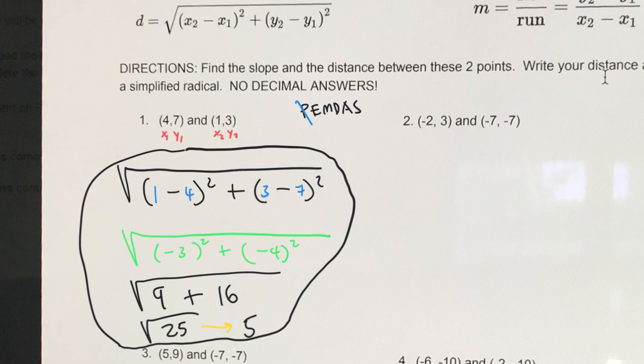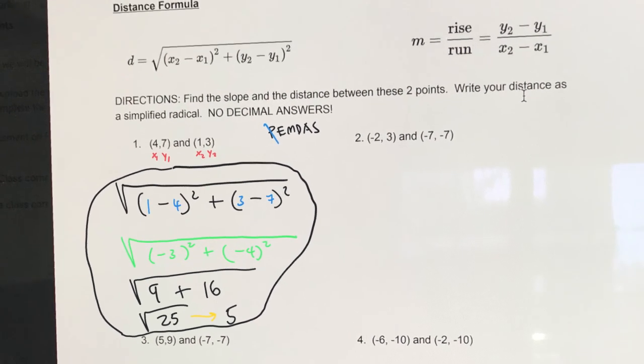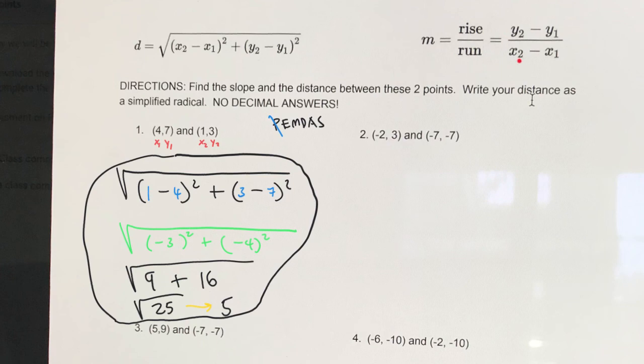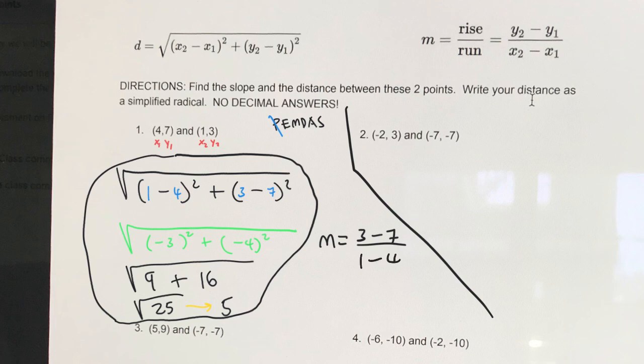Now the slope, once again, is found by using the slope formula right here. So we'll do a little divider here. The slope formula is m equals y2 minus y1, right? y2 minus y1. Well, what is y2? y2, according to our labeling, is 3. So that's going to be 3 minus y1. What's y1? y1, according to the labeling here, is 7. So it's going to be 3 minus 7 all over x2 minus x1. Well, x2 is 1, x1 is 4, so that's going to be 1 minus 4.